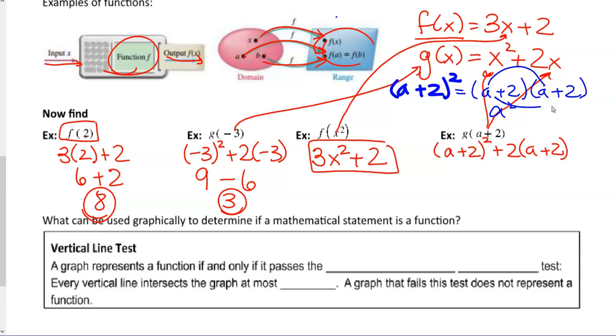Outside gives me a 2a. Inside gives me a plus 2a as well. And then the last term here, 2 times 2 gives me a 4. So then I can combine like terms with these middle two and get a 4a. So this actually becomes a squared plus 4a plus 4. Okay, so if you just say a squared plus 4, you're missing that complete middle term. That is very, very crucial in that case.